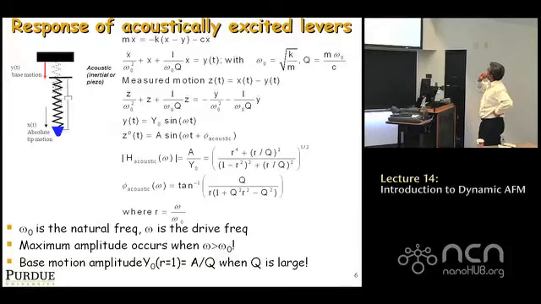But the answer should be, and I'm tripping on this right now, but the answer should be that the base motion amplitude should become A over Q. Let me just take a minute and think about this.